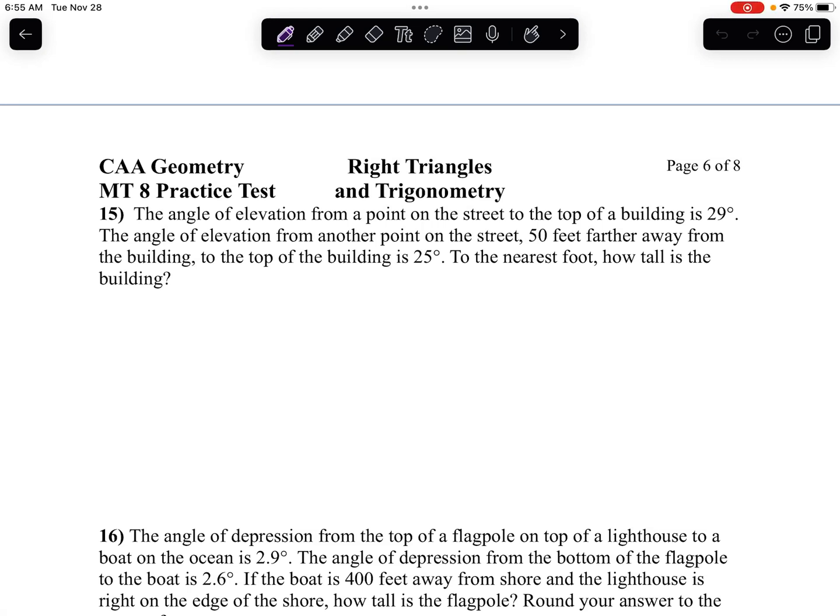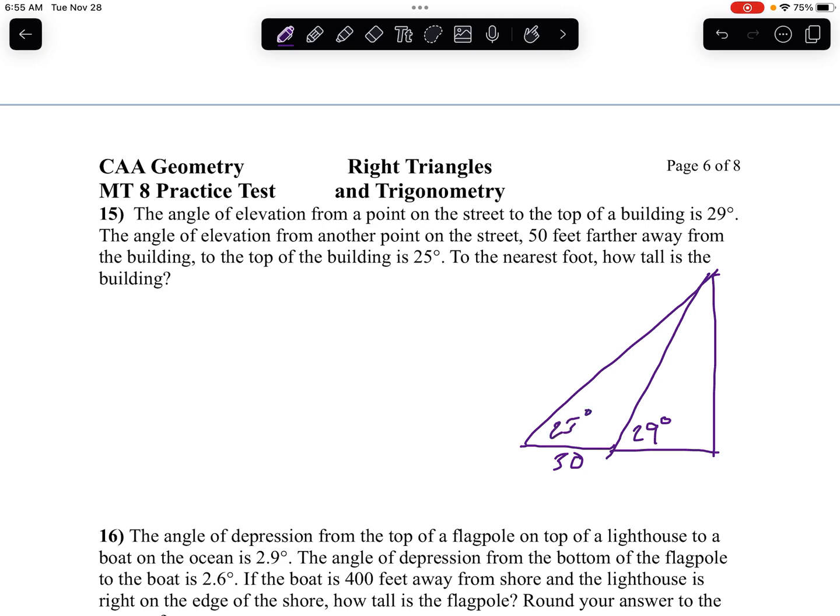Take a look at problem 15 here. It tells us the angle of elevation from a point on the street to the top of a building is 29 degrees. So let's draw that out. Remember, angle of elevation is from the horizon, from the horizontal. So there's 29 degrees. And then if we walk 50 feet further, the angle of elevation decreases to 25 degrees. And then we want to know how tall the building is.